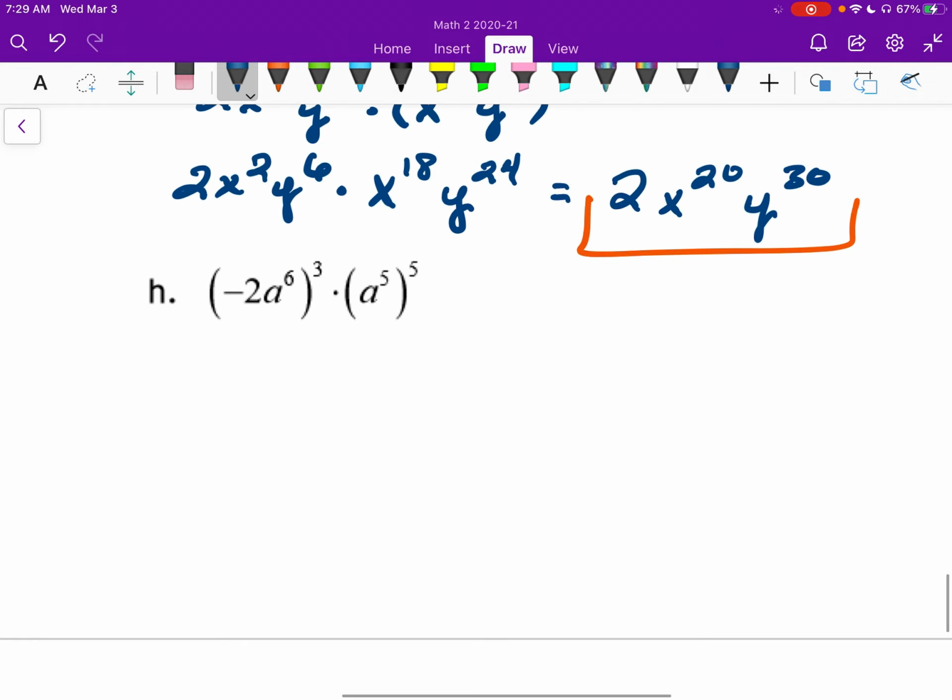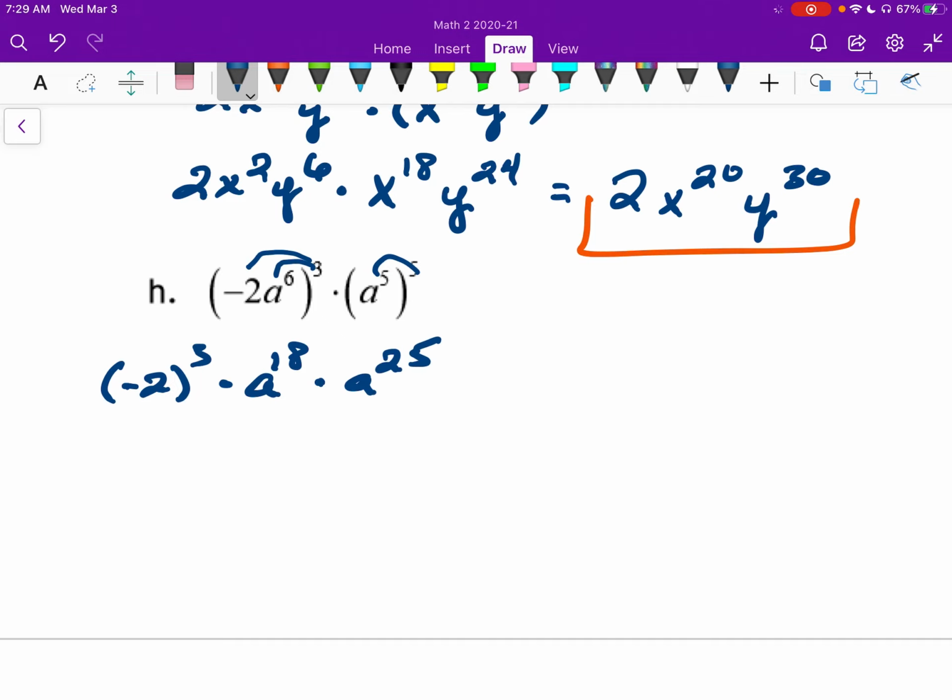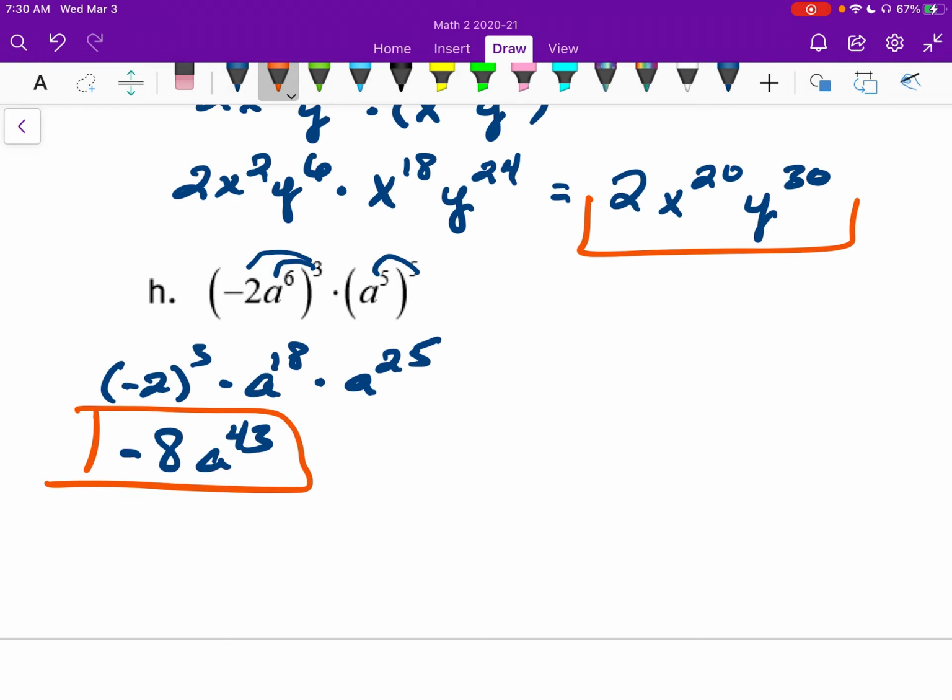For h, I'm going to have to distribute this exponent twice, this one to here and that one to there. So this will be negative 2 cubed, a to the 6 times 3 is 18, times a to the 25. Negative 2 cubed is going to be negative 8, a to the 18. Actually, I could add those exponents together. What is 18 and 25? I'm going to type that in just to make sure. 18 plus 25 is 43. And there we are.